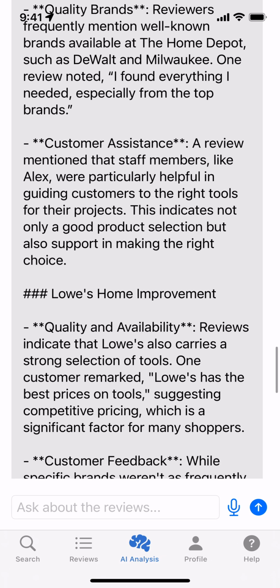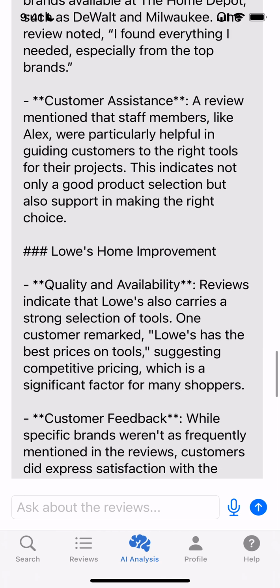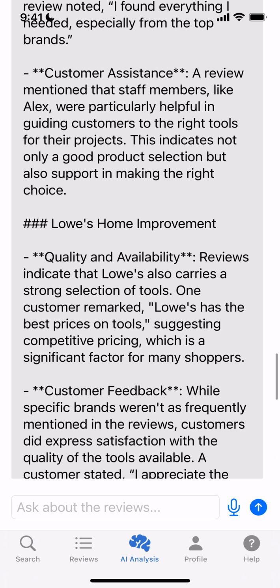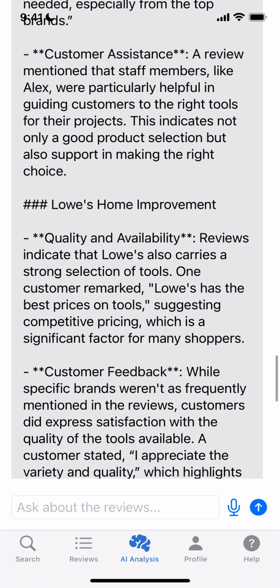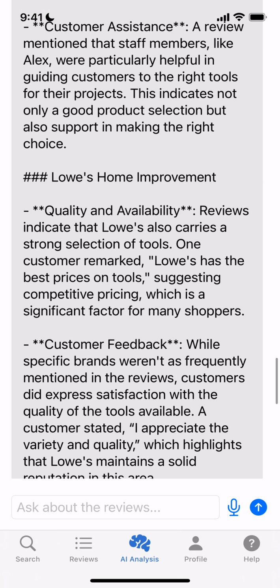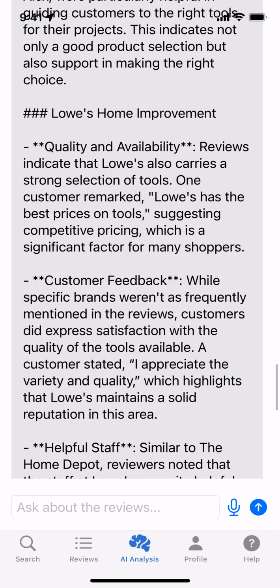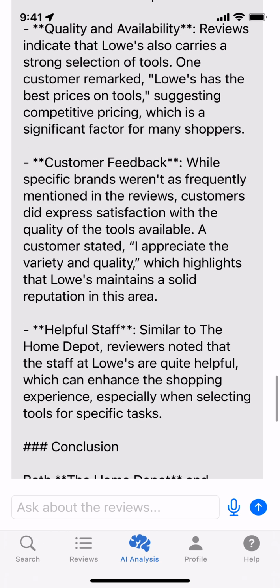Lowe's Home Improvement. Quality and availability. Reviews indicate that Lowe's also carries a strong selection of tools. Customer feedback. Helpful staff. Conclusion.